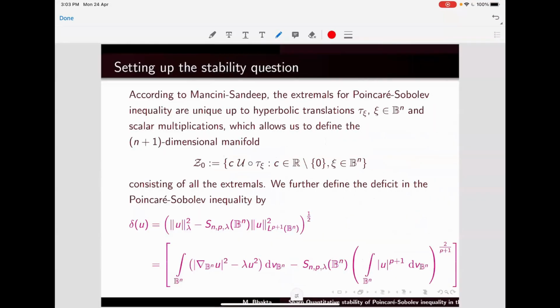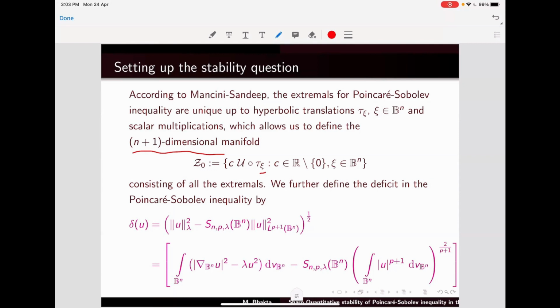Now we can talk about the stability of the Poincare-Sobolev inequality. Thanks to the result of Mancini-Sandeep, again we can talk about the set of extremal functions, and here they form an n plus 1 dimensional manifold. Why n plus 1? That can be seen from xi, which gives n parameters, and then you get a constant, which gives 1. So it is an n plus 1 dimensional manifold Z0.